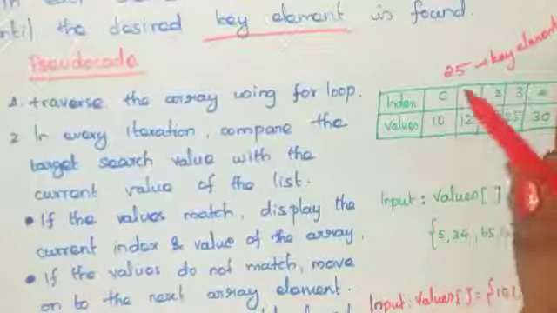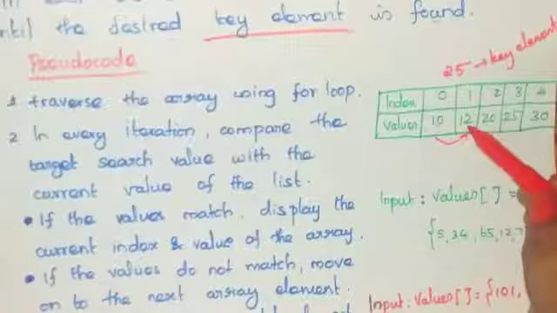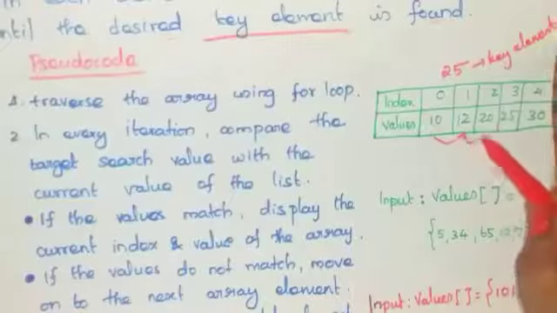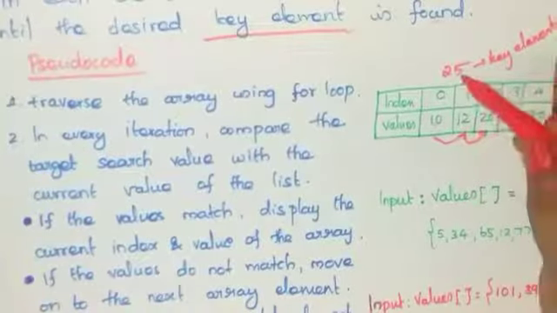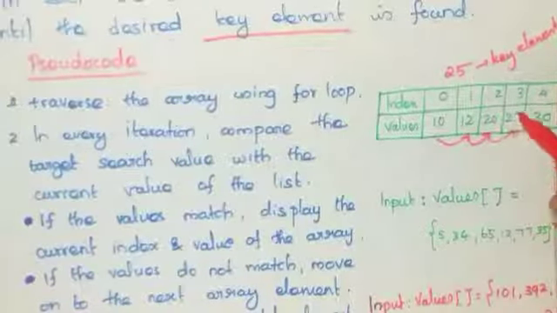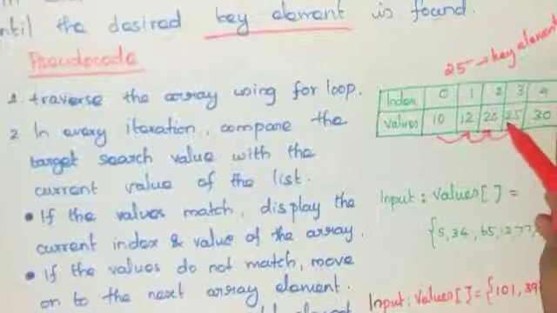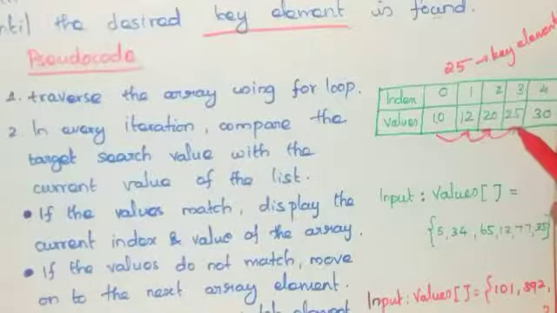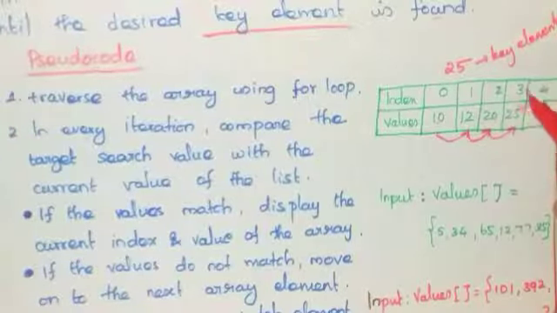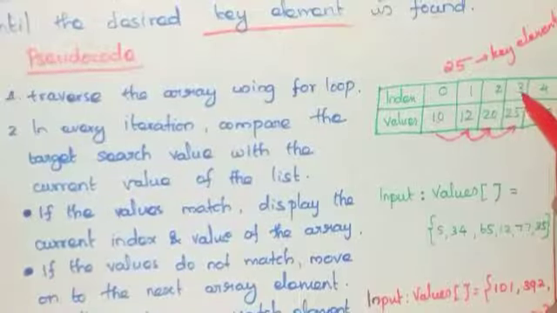The first value is 10. This is not the same, so go to the next element. Check this element: 25 and 12, not the same. Go for the next. 20 and 25, not the same. Go for the next. This is 25, and this is also 25. So here we found the search value. It returns the index position of that element in the output. What is the index position of 25? It is 3. So it returns the index position 3.